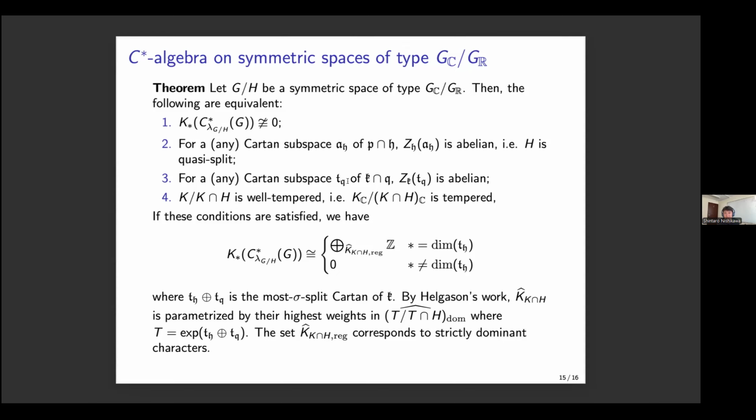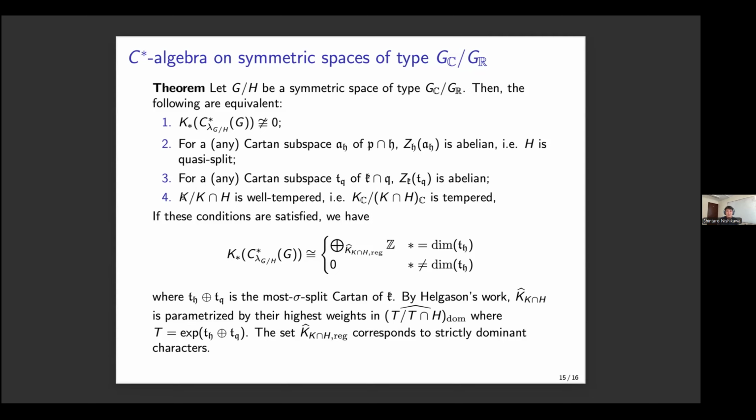If you take a Cartan subspace T_Q of K cap Q, where Q is the orthogonal complement of H in G, K cap Q is again not the Cartan subspace of the compact, it's a subpart of the Cartan. You take a centralizer, and that's abelian. But the fourth condition is kind of easy to understand, so that's equivalent to the following.